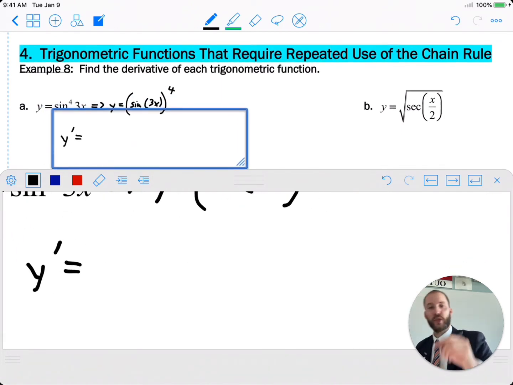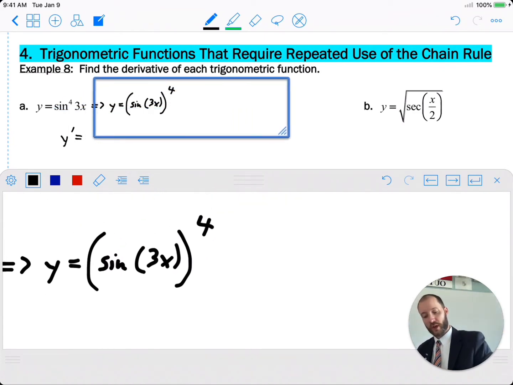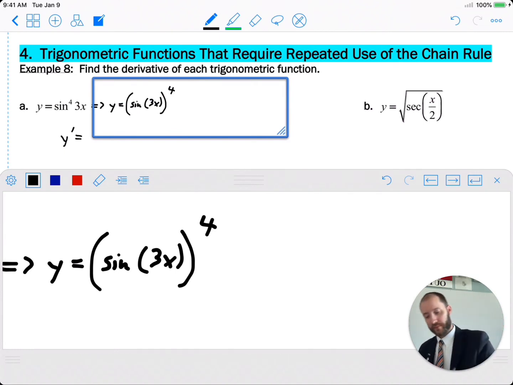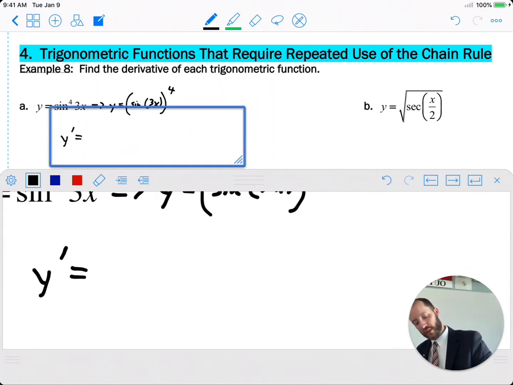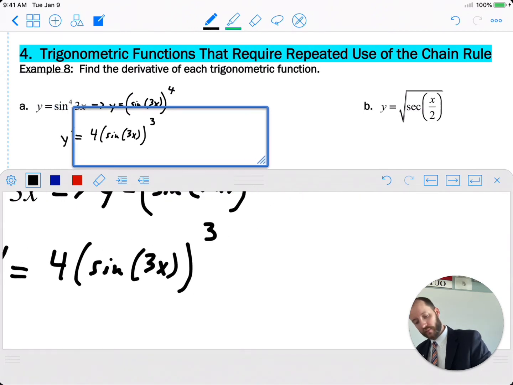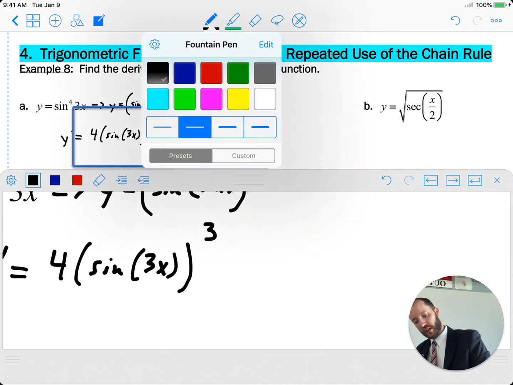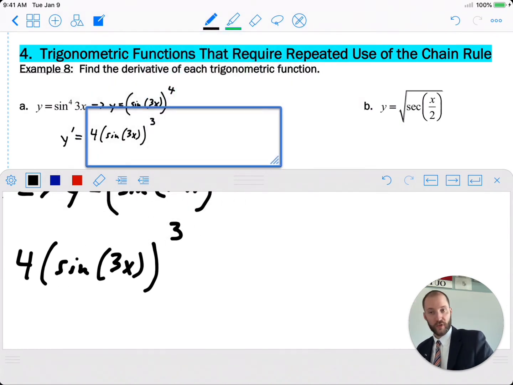So let's go ahead and do the first layer, the sine to the fourth. So overall, the fourth power, let's do that. So bring the 4 down. That's now to the third. Leave the inside alone. So there's our first kind of chain rule. When we multiply by derivative of inside, we have to do chain rule again.